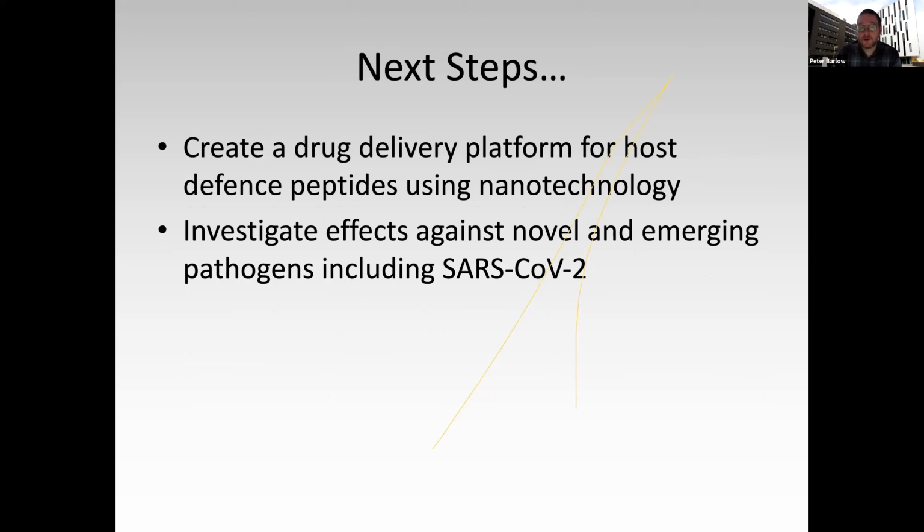We're also trying to work on creating a drug delivery platform for our host defense peptides. I didn't have time to go into it in detail just now, but host defense peptides are actually susceptible to degradation if you just deliver them in their native form. So what we're trying to do is develop a nanotechnology drug delivery platform for our host defense peptides. And as I mentioned, we have a couple of grant applications in at the moment to look at the effects of LL-37 against SARS-CoV-2, or the novel coronavirus, because we believe that LL-37 will also be able to act against this pathogen.